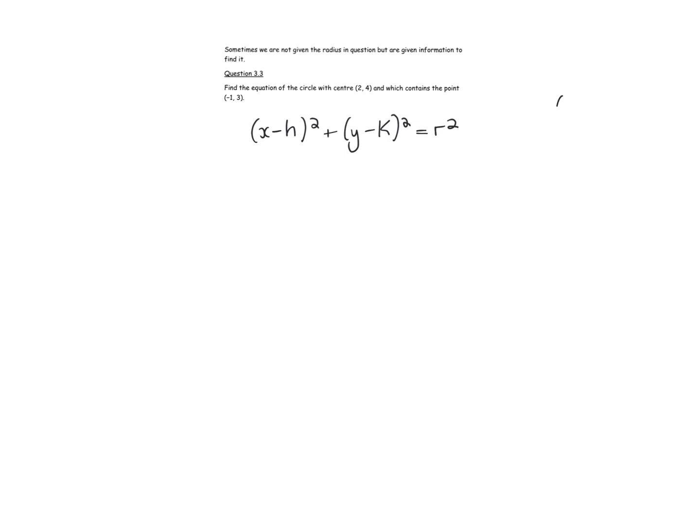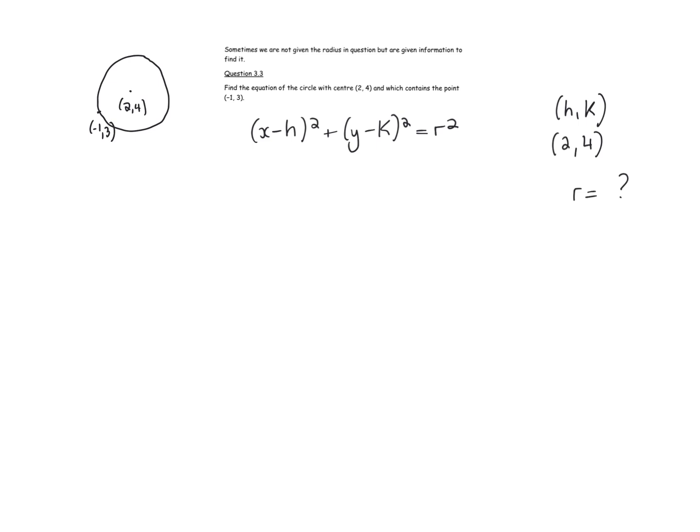Again, we know that (h, k) is the centre, and they've told us here that the centre of this circle is (2, 4). We also know that r stands for the radius, and we don't know what the radius is in this question. However, it says that the centre is (2, 4) and that the circle contains the point (-1, 3). So if we just draw this out, we have the centre point here, which is (2, 4), and then we have the point (-1, 3).